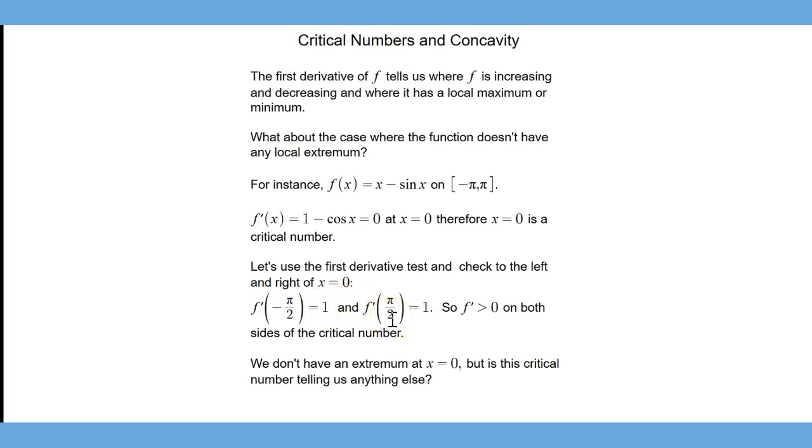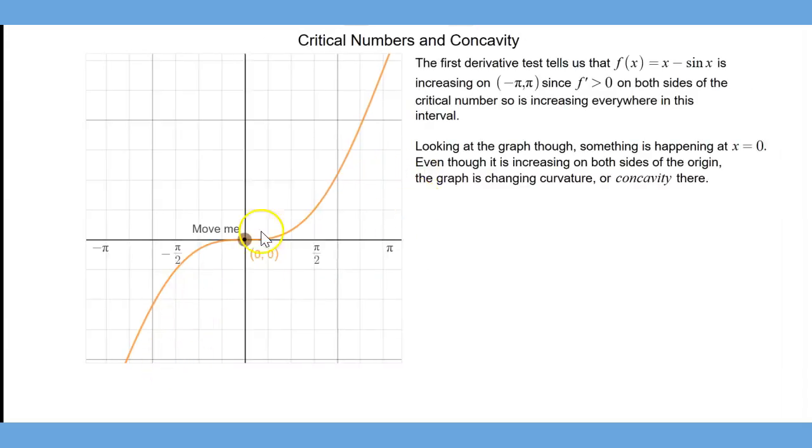And if I plug positive pi over 2 into my derivative, I get 1. The derivative is positive on both sides of that critical number, so it's not a maximum or a minimum. But if you look at the graph, you can see that, again and again, these critical numbers that aren't maxes or mins are doing weird things with the graph. They're changing the concavity. So the concavity is the curvature of the graph.